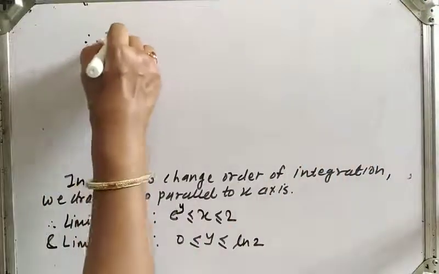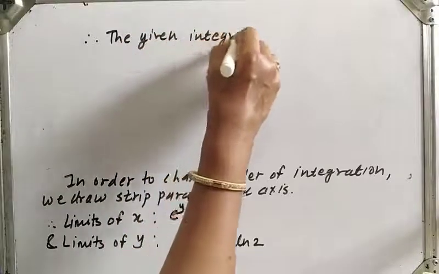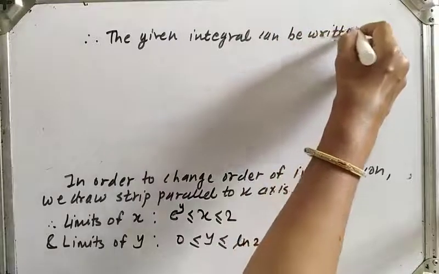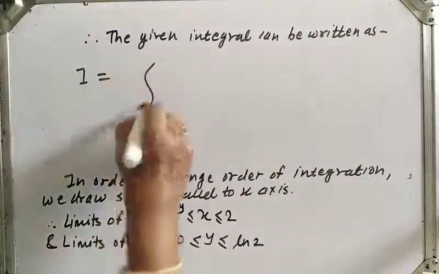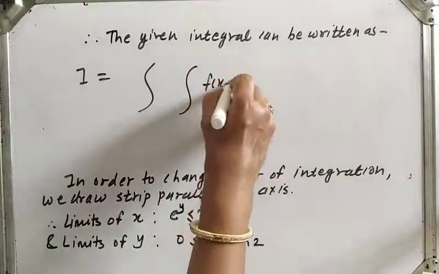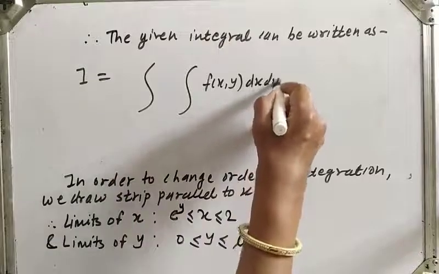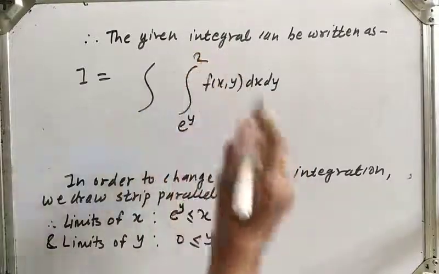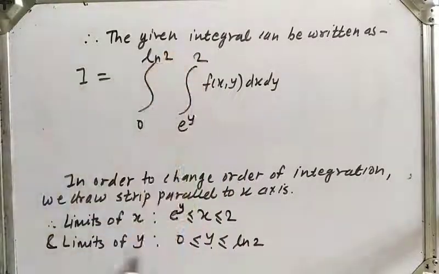Therefore the given integral can be written as I is equal to double integration f of xy, in the given it was dy first, dx later. We have to reverse it, dx dy. x varies from e raised to y to 2, and y varies from 0 to log 2. Okay, this is our answer.